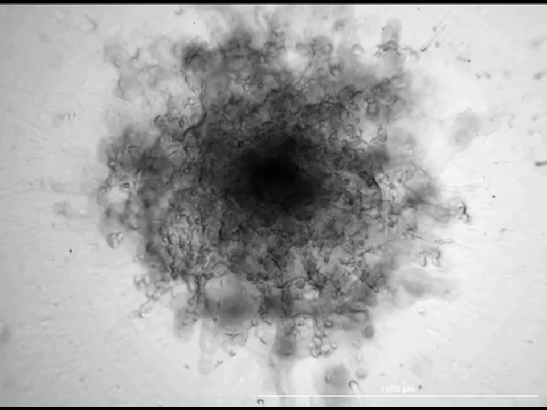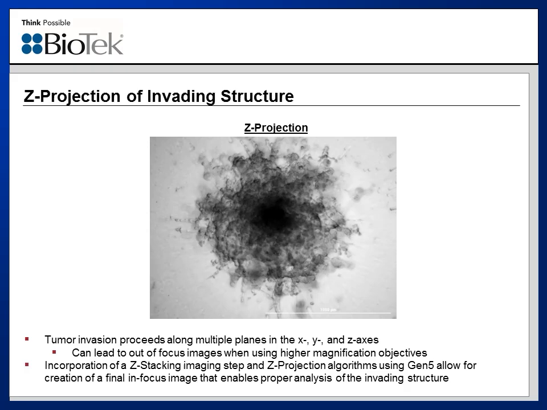Then, if we look at the final projected image, it's easy to see how a much more in focus image is created of the tumoroid structure, and this can then yield the most accurate results when performing the cellular analysis to measure invasion.